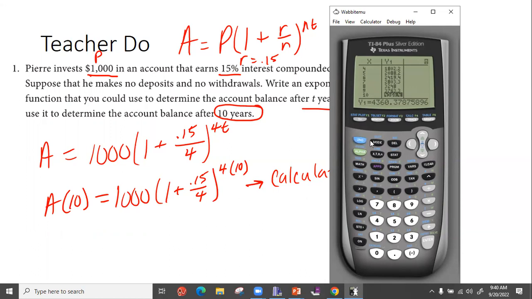Now I'm going to model it from the calculator page. So on the calculator page, I would just type this in: 1000 parentheses 1 and 1500 divided by 4 close parentheses to the 4 times 10. And do I get the same thing? Yeah, I do. Okay.